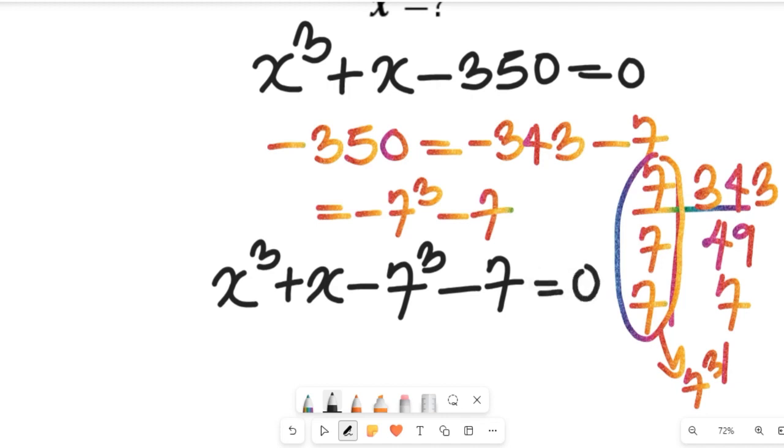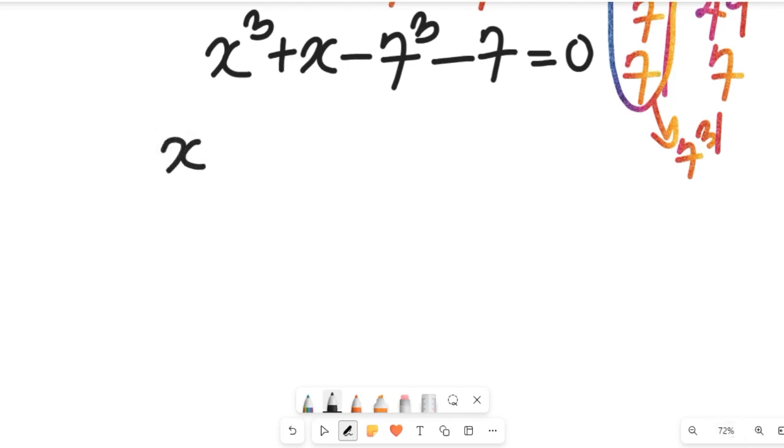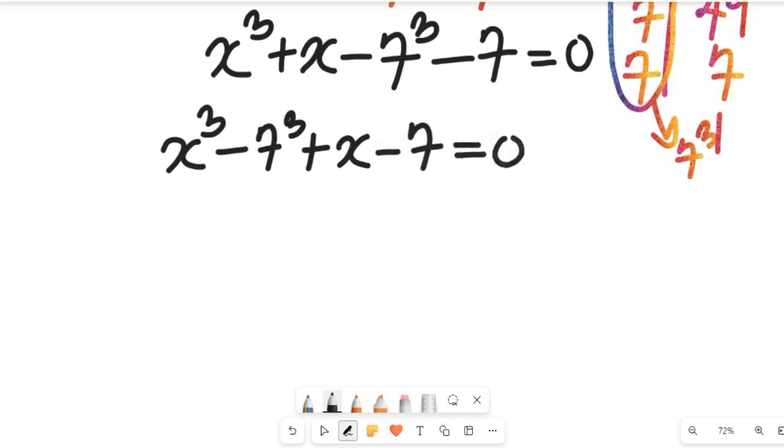Great. So now you see I have simplified that expression. Having simplified that expression, the next thing I will need to do is to bring the common terms together. So I'll have x to the power of 3 minus 7 to the power of 3 plus x minus 7, and this will be equal to 0.